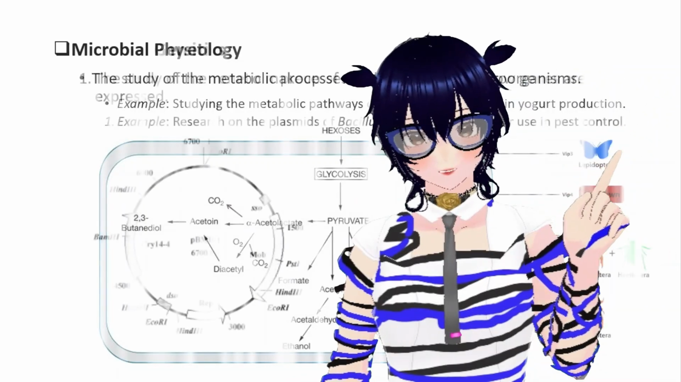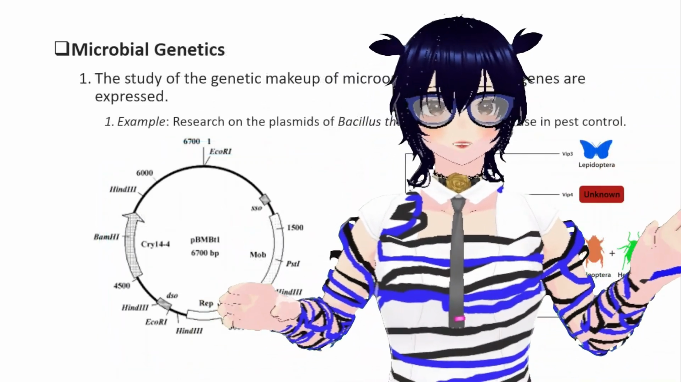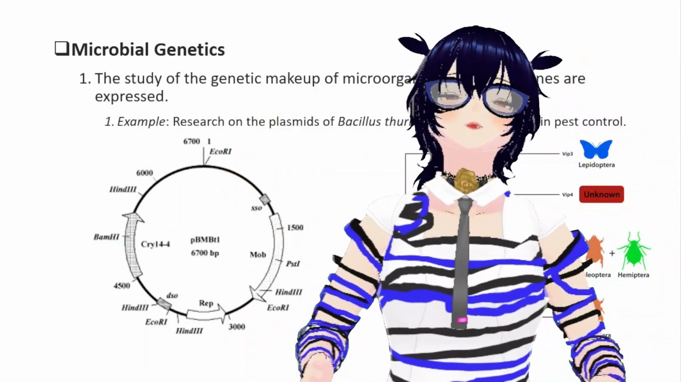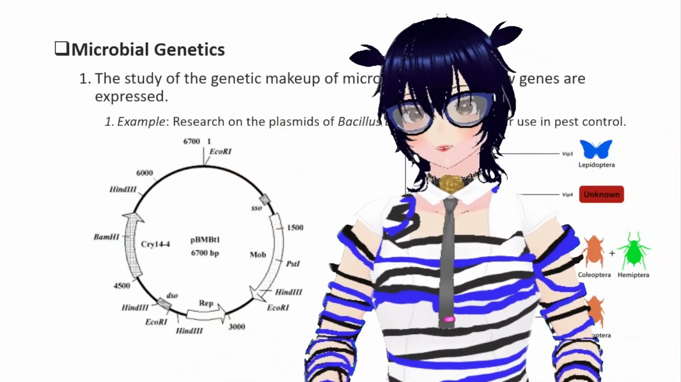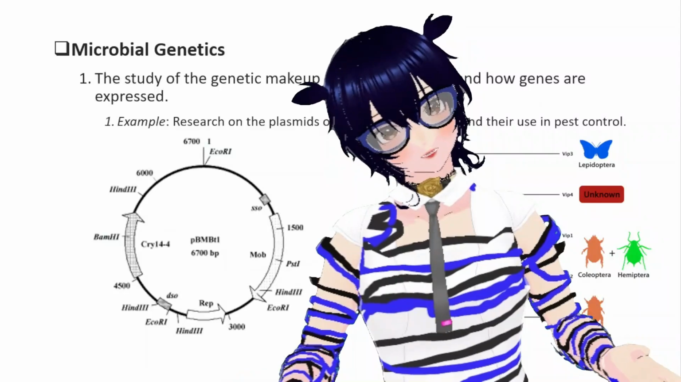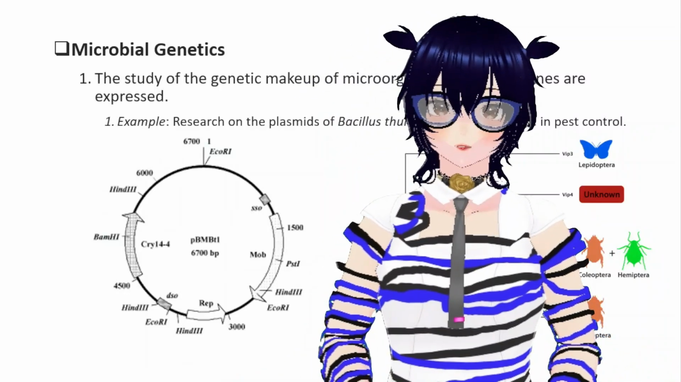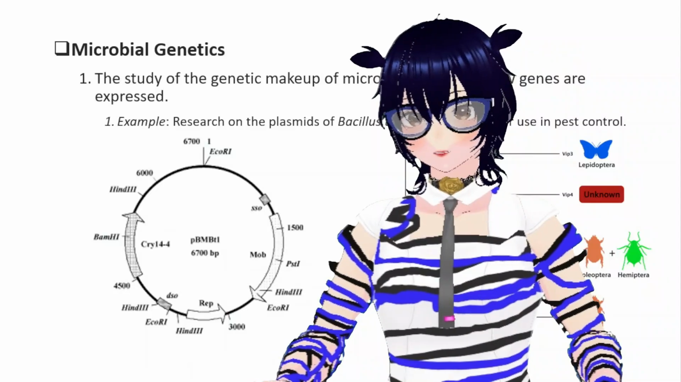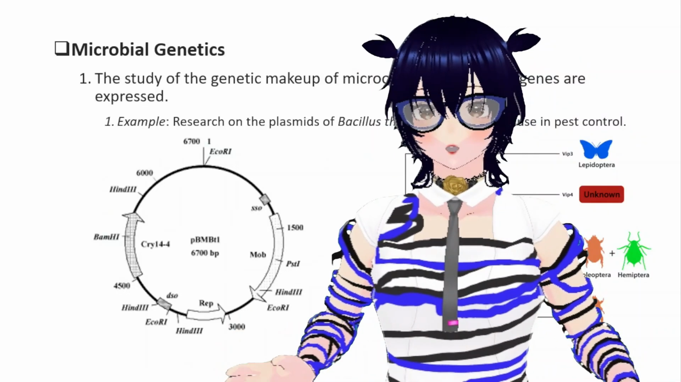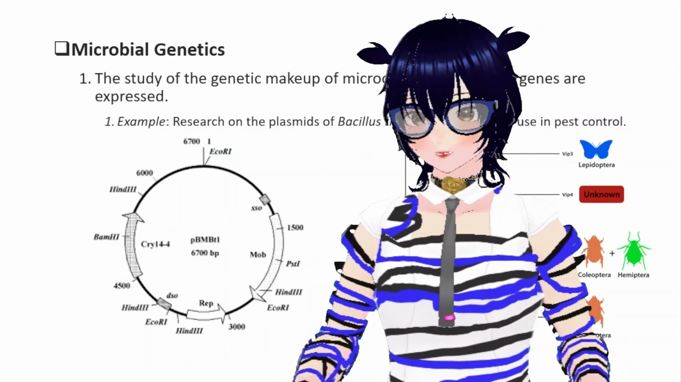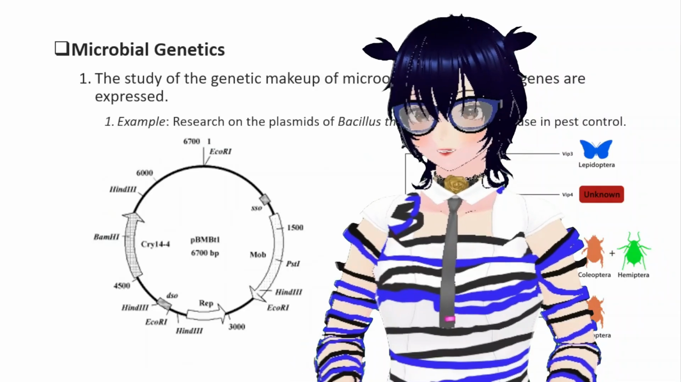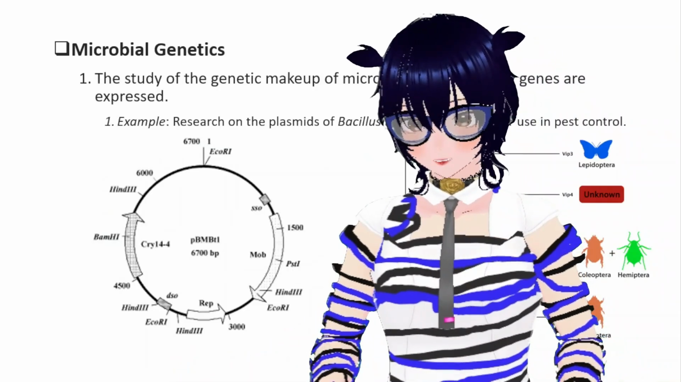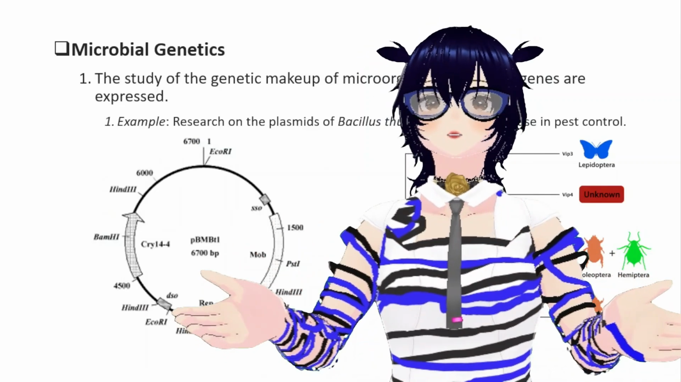Yeah. The microbial genetics. What do you study about the microbial genetics? It is the study of the genetic makeup of the microorganisms and how genes are expressed. In simple terms, everything that is related to DNA and RNA comes under the category of microbial genetics. The DNA and RNA of microorganisms all come under the category of microbial genetics.